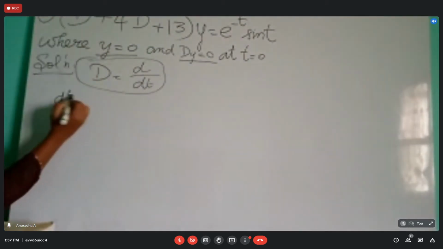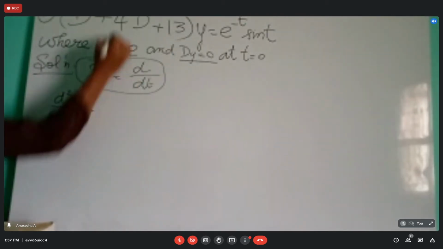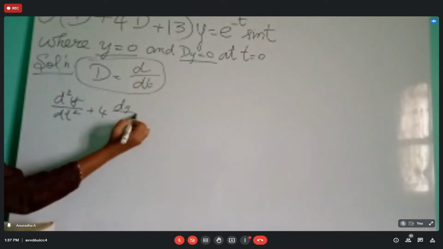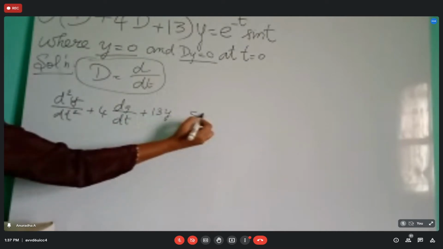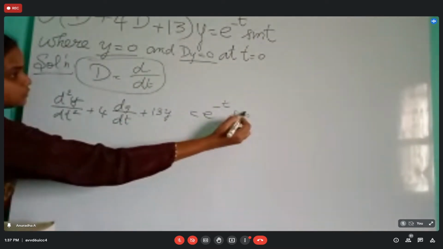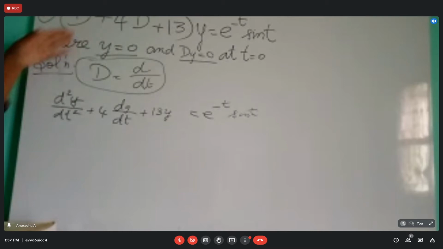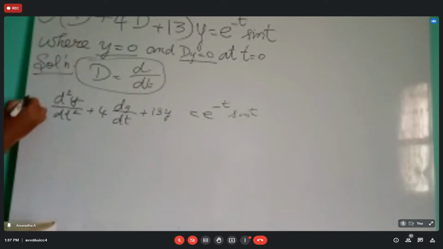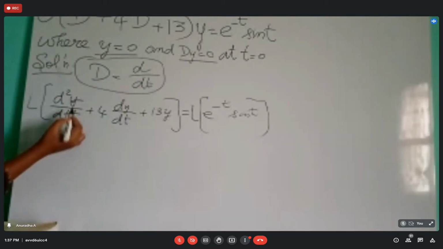Now we'll start here. This is nothing but d square y by dt square, plus 4 times dy by dt, plus 13y equal to e power minus t sin t. You need not write it like this; it is simply for showing variations. The question can be asked in this model or in this model. I have written nothing else. Now I'm going to apply Laplace transform on both sides.